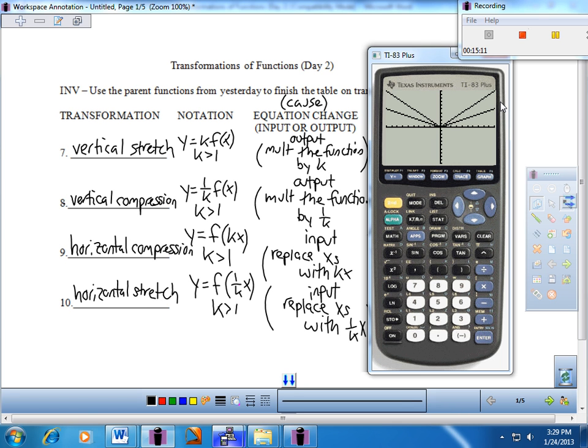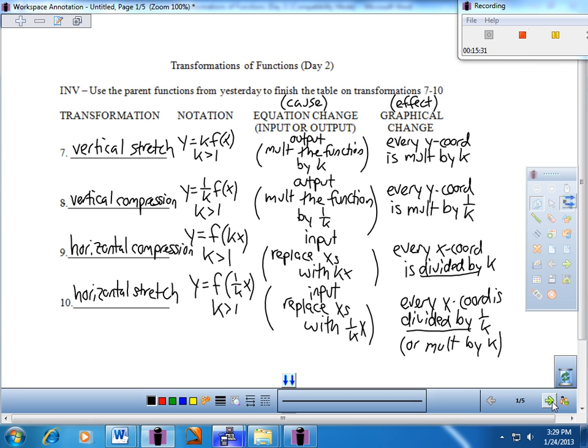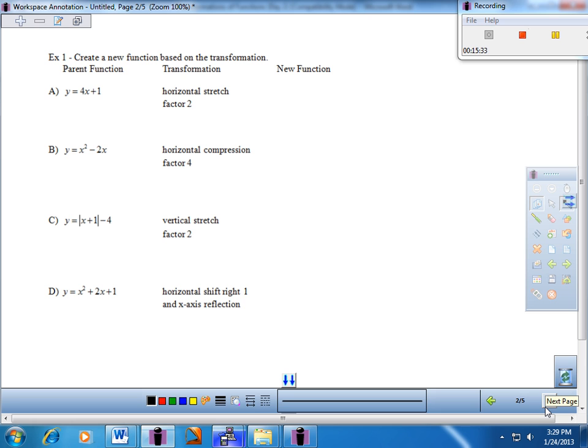All right, well, we have 7 through 10 taken care of here. It's time to move forward. So let's do just the 2 types, equation examples and then graphical examples. So example 1, create a new function based on the transformation. Remember, a parent function can be anything. And then what we're going to do is a transformation and come up with a new function right here. So let's start it out with letter A.